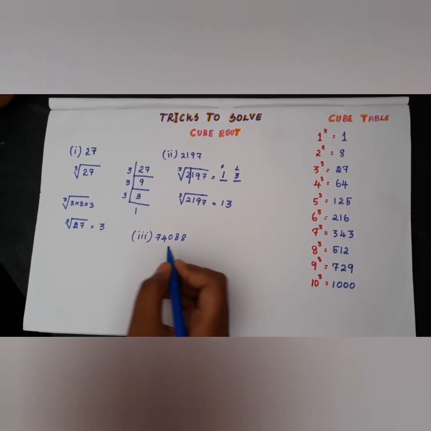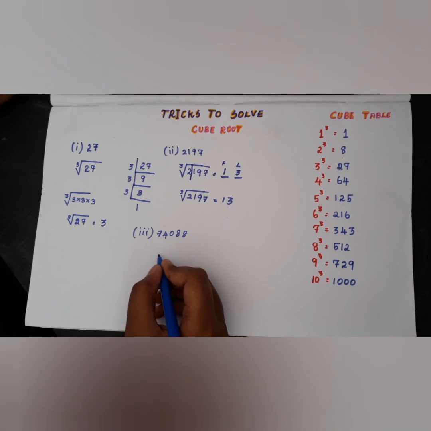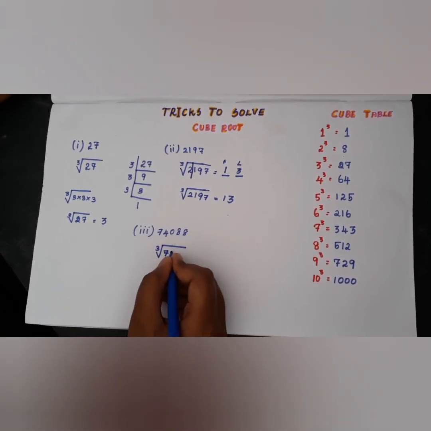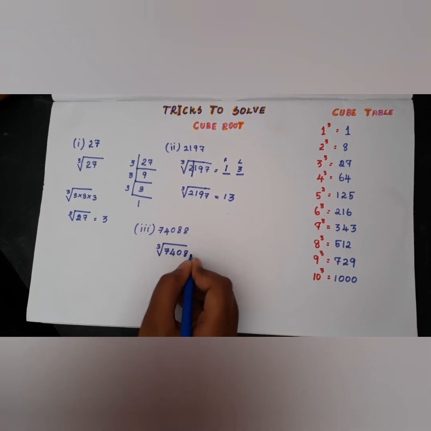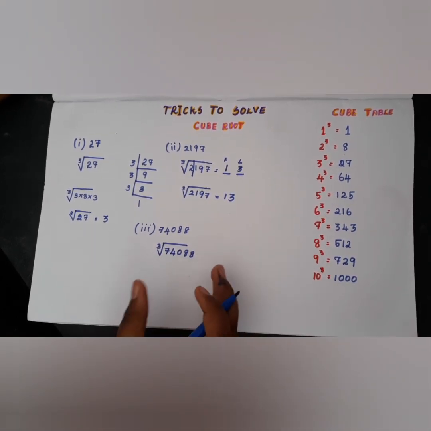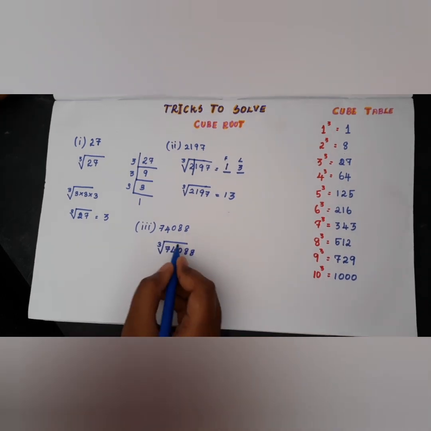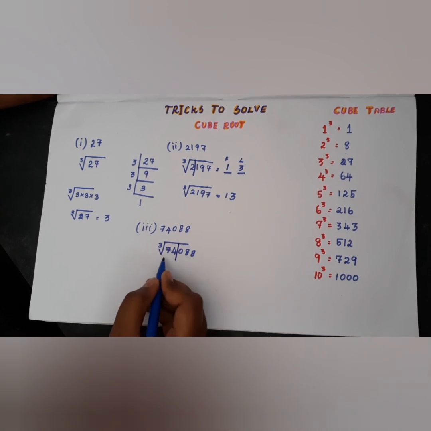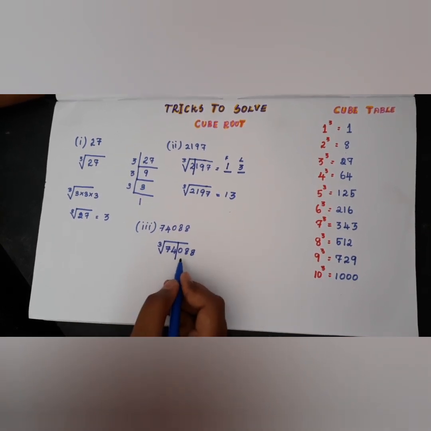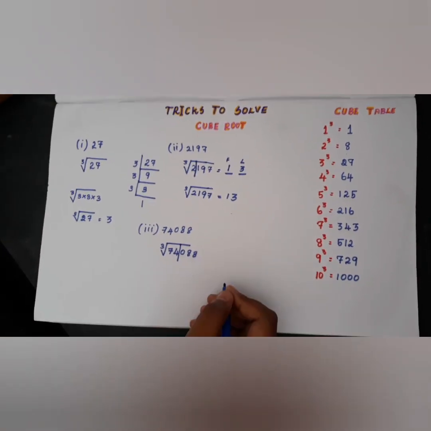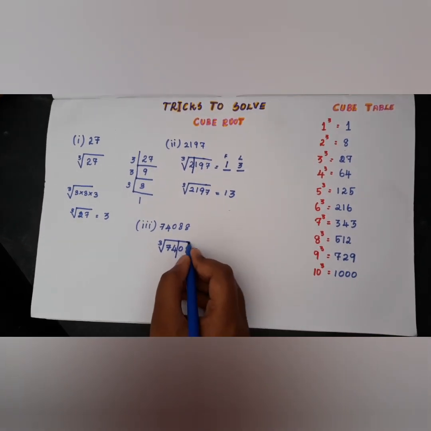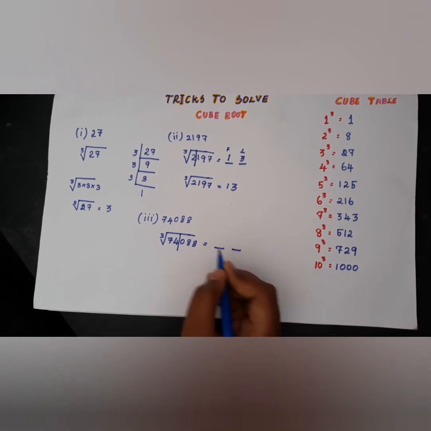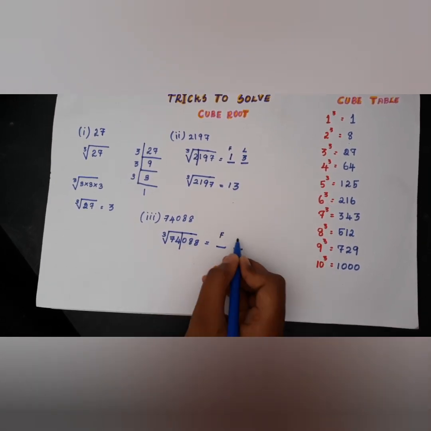Next we take a 5-digit cubic number. Cube root of 74088. We split into 2 groups from the last 3 digits. One group has 2 digits and the second group has 3 digits. This answer also has 2 digits: first digit and last digit.